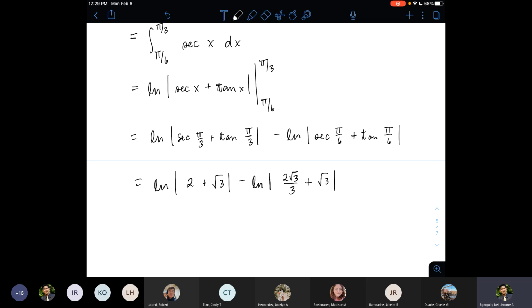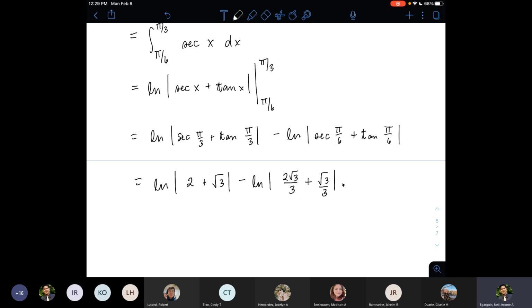Sorry, tangent of pi over 6. Root of 3 over 3, rather. Yeah, 1 over root 3. Hold on. Yes, root 3 over 3. Okay, and we can leave the final answer like this.